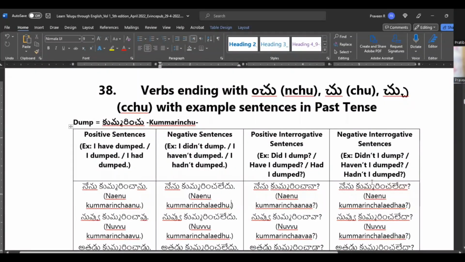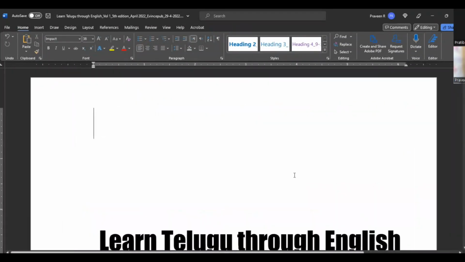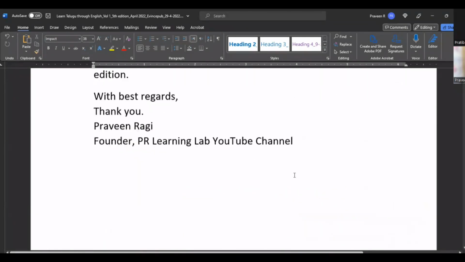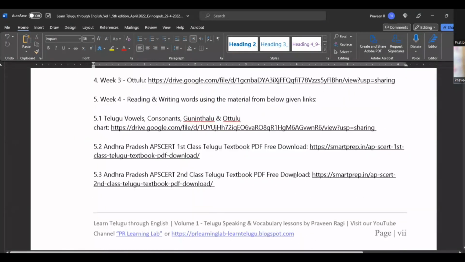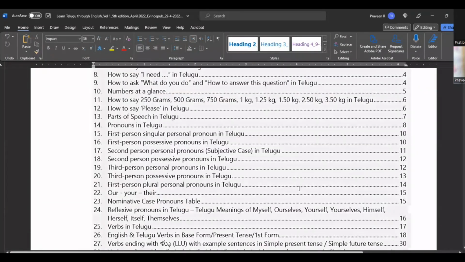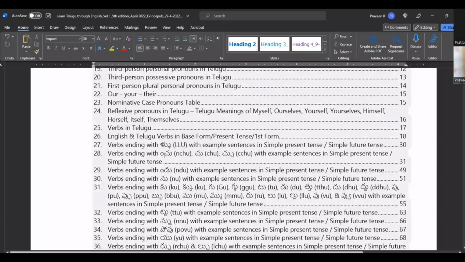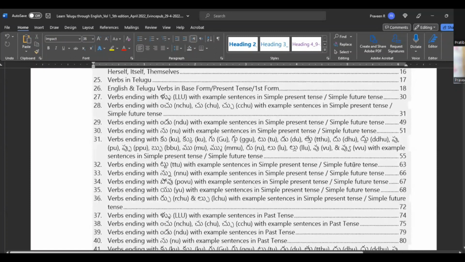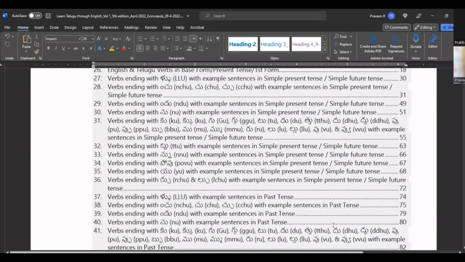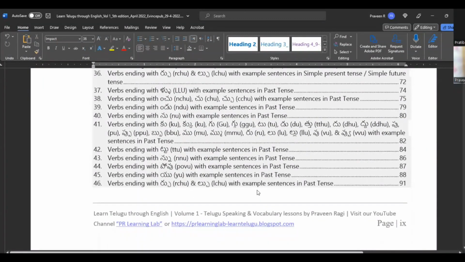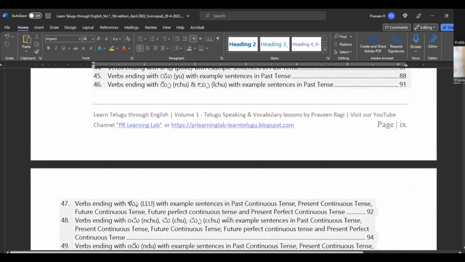For that, if I go from here, it is difficult for me to check where it is. Better to track from the contents page. Okay, so now we need to go there. We are focusing on the verbs which are ending with chu, like this. We finished the simple present tense. We also finished the past tense. In the same category, verbs, we need to find the next tense, that will be here. See, continuous tense, number 48. Let's go there.